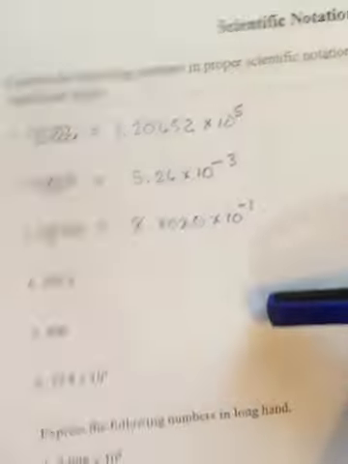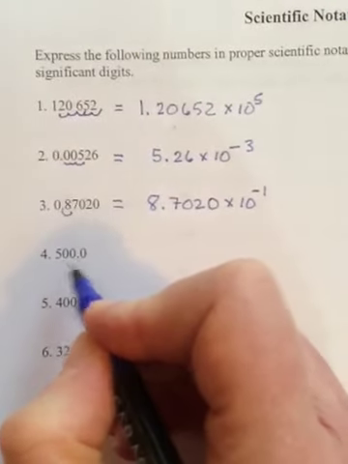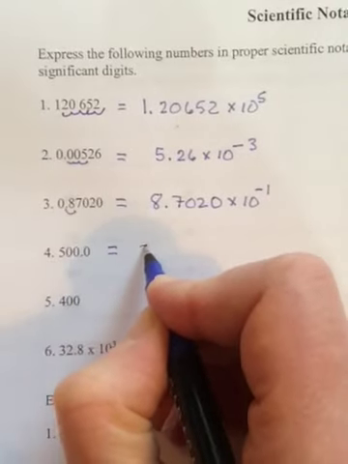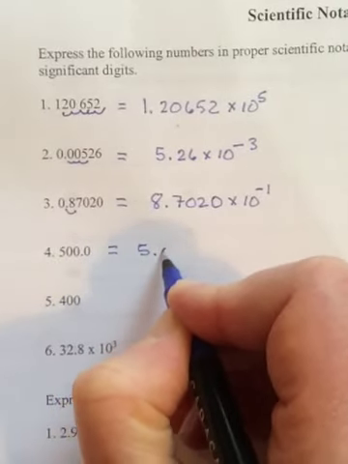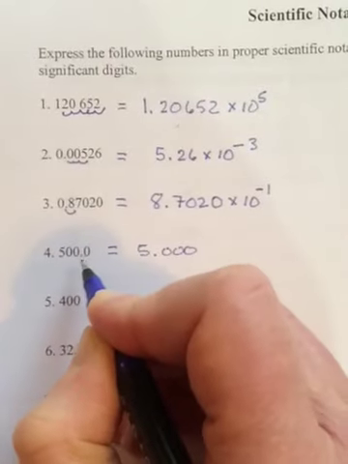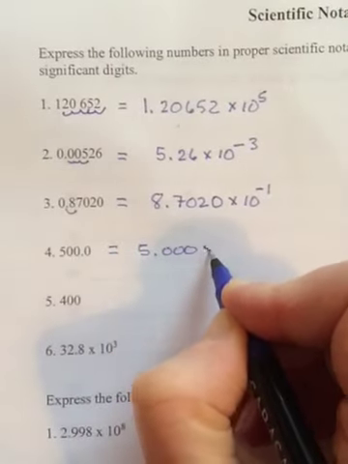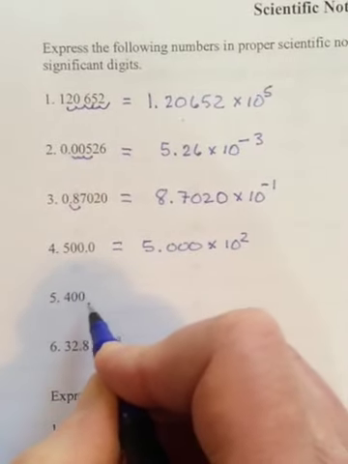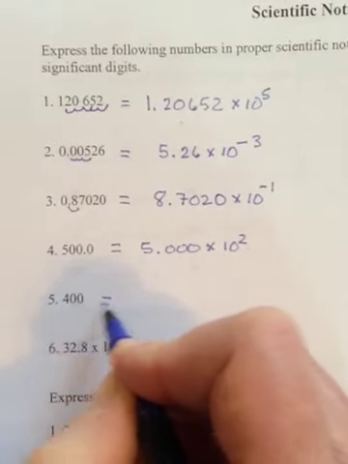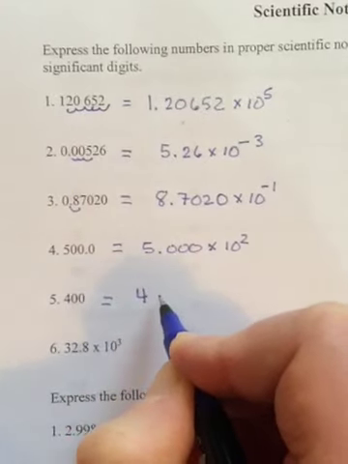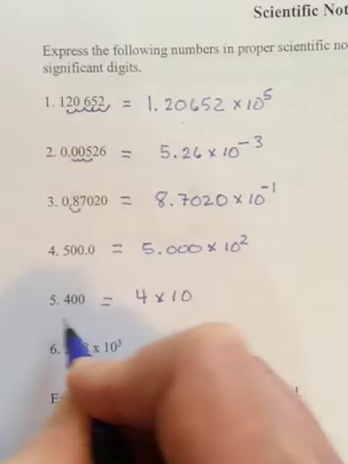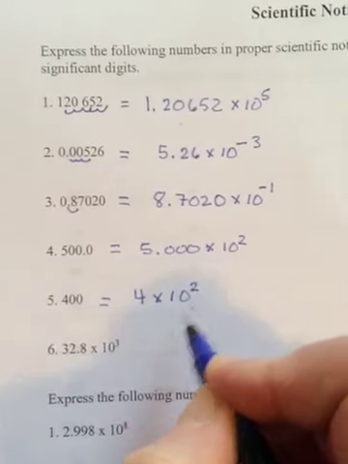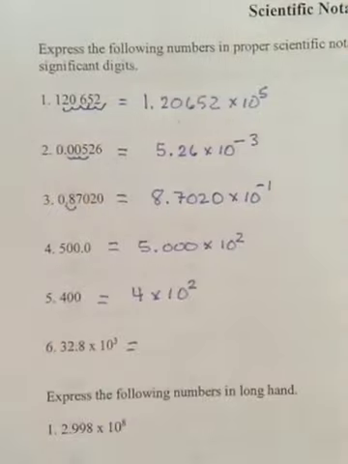All right, 500 with a 0. This 500 with the decimal there and a 0, it means the 0 counts, and so it'll be 5.000. All three zeros stay. We moved it 2 spots, and it's a positive. This one, no decimal. It means those zeros do not count. This will just be 4 times 10 to the, how many places did we move that decimal that's not there? 2.